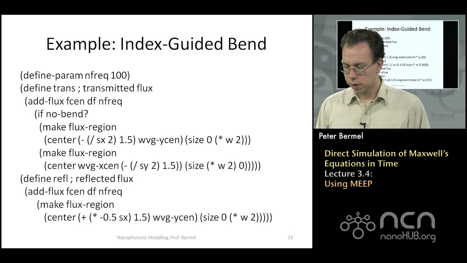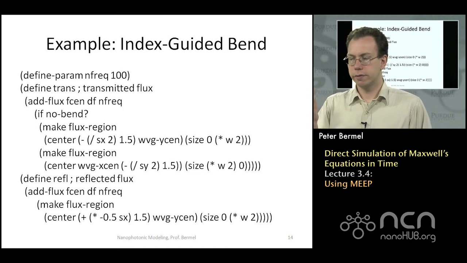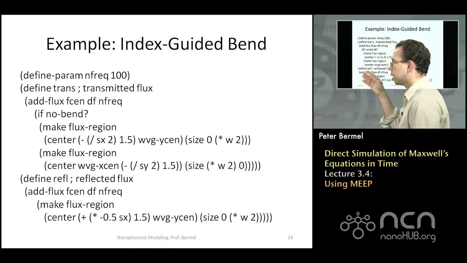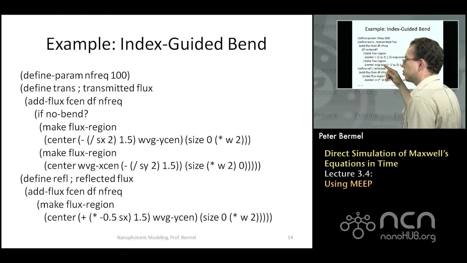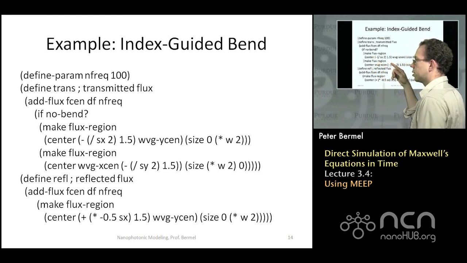Although I'm going through this kind of fast, what you can see here is that we pick 100 frequencies that we're going to look at, both the transmission and reflection, by setting 2 flux planes at the beginning and end. And then we make an overall number of flux regions that's equal to 2. And you can see here, we're creating flux regions in different positions depending on whether the structure has the bend or not.